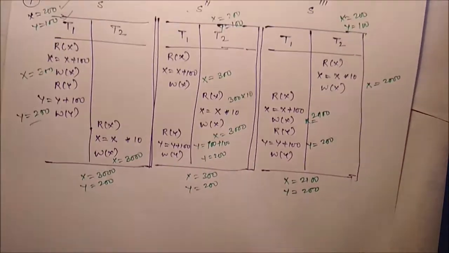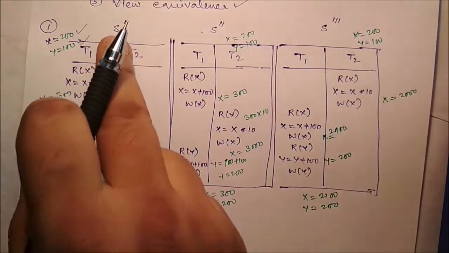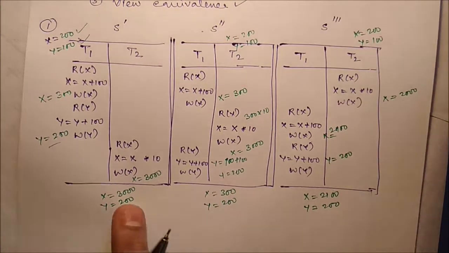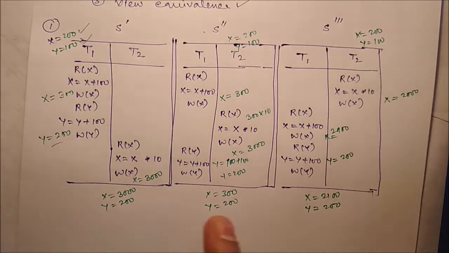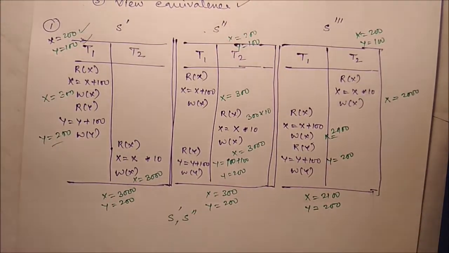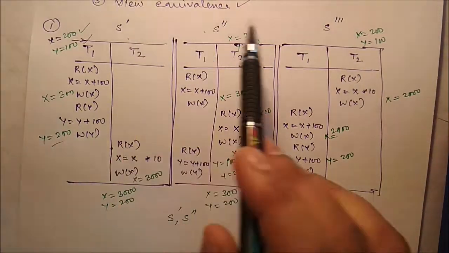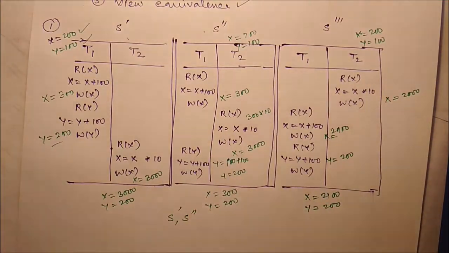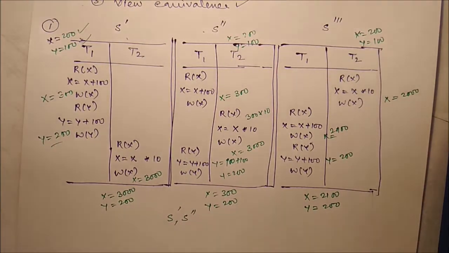Now we can see both these two schedules generate the same result, S dash and S double dash. So that means we can say S dash and S double dash are result equivalent. But S dash with S triple dash, and S double dash with S triple dash, are not, because those two schedules generate different results after their execution. Then they are not result equivalent.